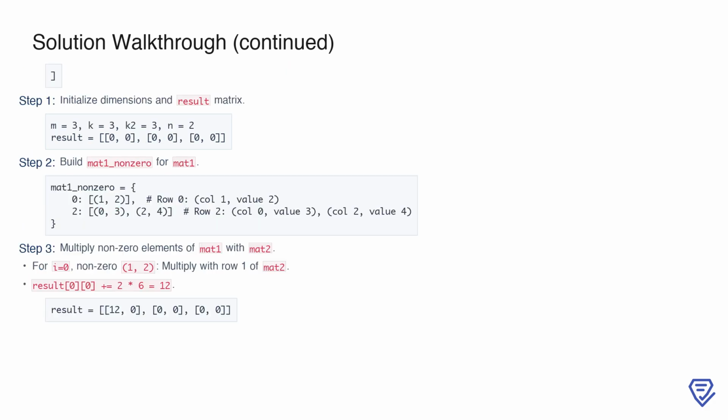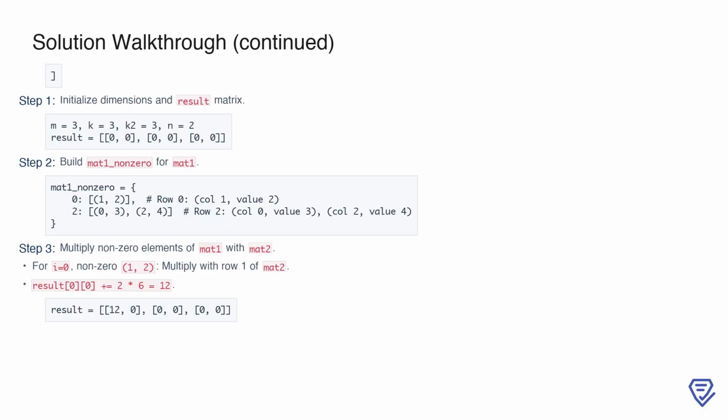In the next example, we work with larger matrices to further illustrate sparse multiplication. The input matrices, mat1 and mat2, are of sizes 3 by 3 and 3 by 2, respectively. We start by initializing the result matrix as a zero matrix of size 3 by 2, which is 0, 0, 0, 0, 0, 0. Next, we identify the non-zero elements in mat1 and store them in mat1_non-zero.